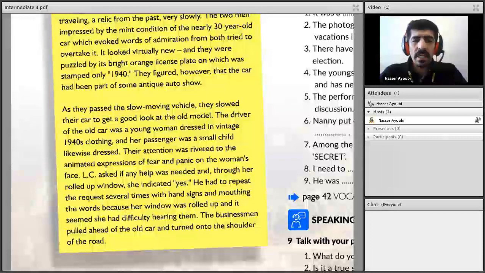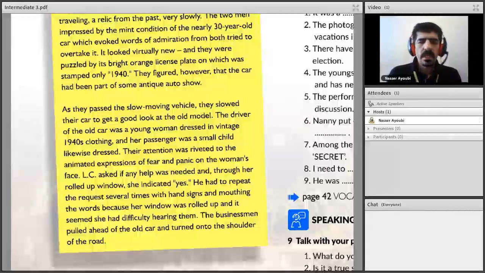Elsie asked if any help was needed, and through her rolled-up window, she indicated yes. Elsie asked if there is any help they can, let's say, give to the woman, and the woman showed yes, maybe by a nod, through her rolled up window. You know, the window was up. The window was not open.